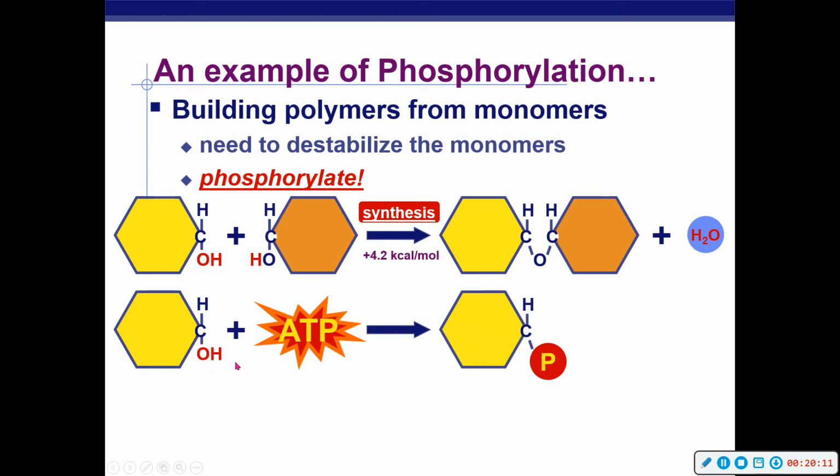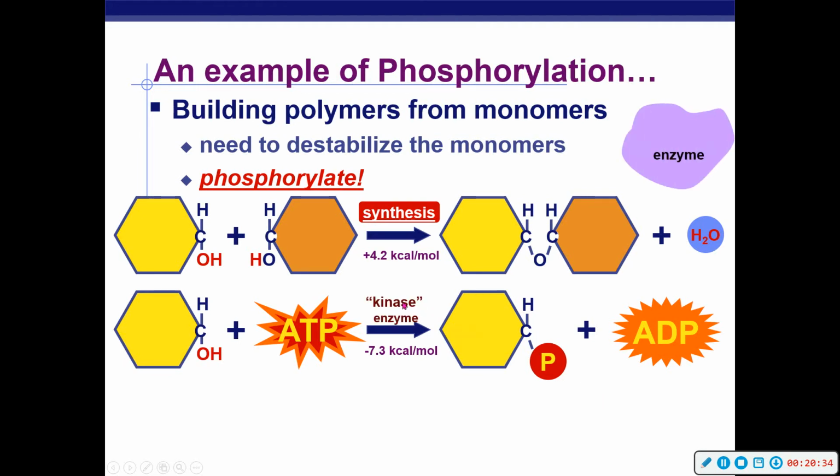So here's our monomer. We've got our ATP. We add that P, make an ADP. That's going to go back to the mitochondria to get recycled. There's the phosphate group that's attached to this monomer now. This monomer has been phosphorylated, energized, destabilized.